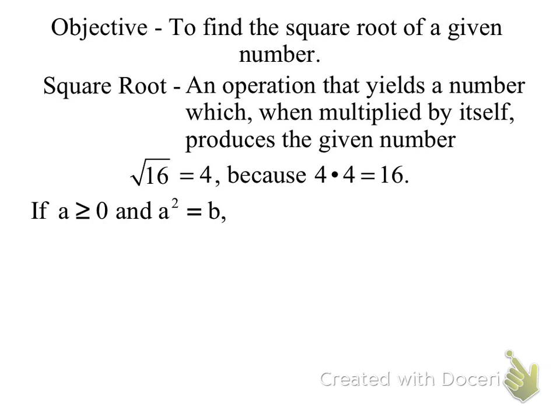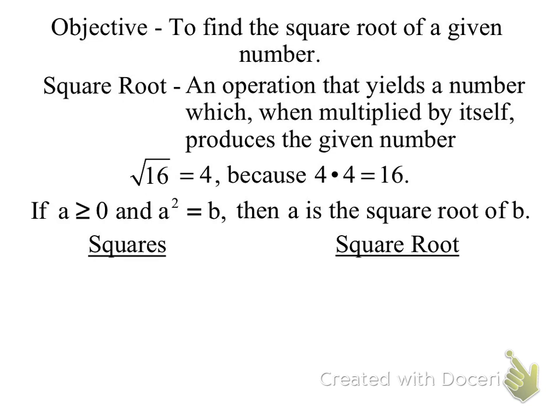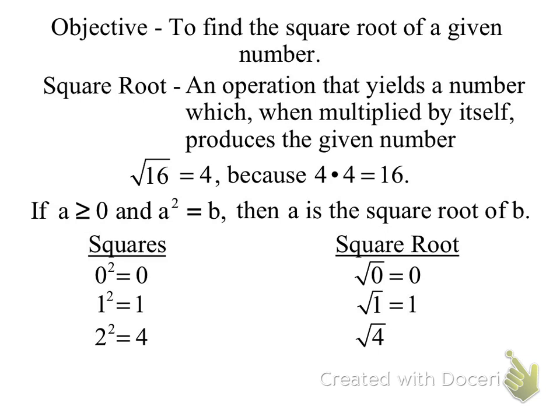So if a is greater than or equal to 0 and a squared equals b, then we can say a is the square root of b, right? So if we have 0 squared, we can say that 0 squared equals 0, and if I take the square root of 0, what do I get? 0. Or 1 squared is 1, and the square root of 1 equals 1. 2 squared is 4, and the square root of 4 is? 2. 3 squared is 9, and the square root of 9 is? 3. Good. And so 4 squared and so on.